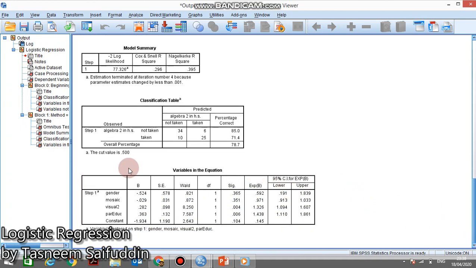Then coming towards the variables in the equation, looking at the significance value, parents' education is significant, visualization is significant, but gender is not playing any significant role in predicting whether the students will take algebra or not. And mosaic previously was not significant, and now also it is not significant. By analyzing these values on the beta coefficient, we have seen that parents' education is far more effective as compared to the visualization 2. This is what we can say, and this is how we are going to perform logistic regression on SPSS.